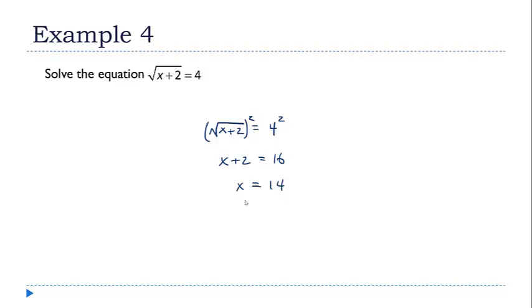And this is another one you need to check, right? You need to make sure when working with square roots that whatever number you put in there doesn't make the expression under the square root negative. And in this case, it doesn't. If I put 14 in there, it becomes the square root of 14 plus 2. That's just the square root of 16, and there's nothing wrong with that.